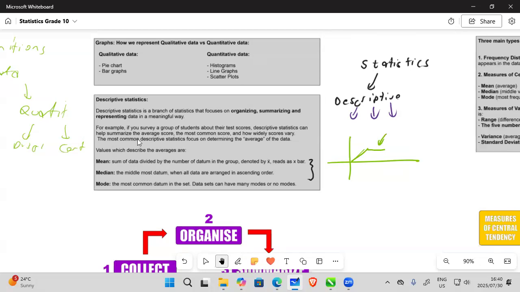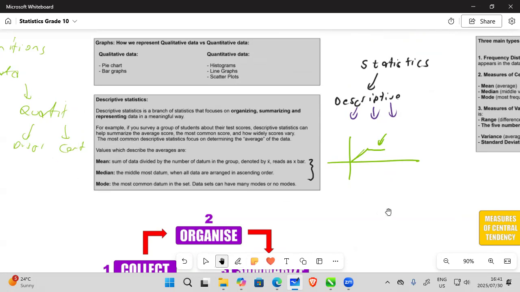If you survey a group of students about their test scores, descriptive statistics can help summarize the average score, the most common score, and how widely scores vary. So the most common descriptive statistics focuses on determining the average. These are terms that you would have come across before: mean, median, and mode. We did this in grade 8 and grade 9. So a branch of descriptive statistics helps you find these values here. Okay, so this shouldn't be foreign to you now.